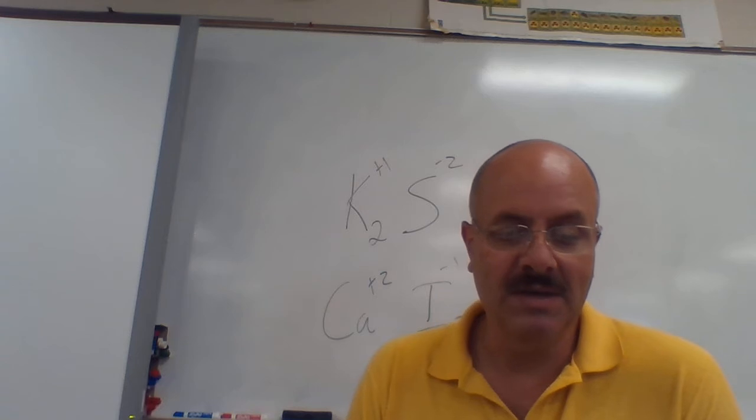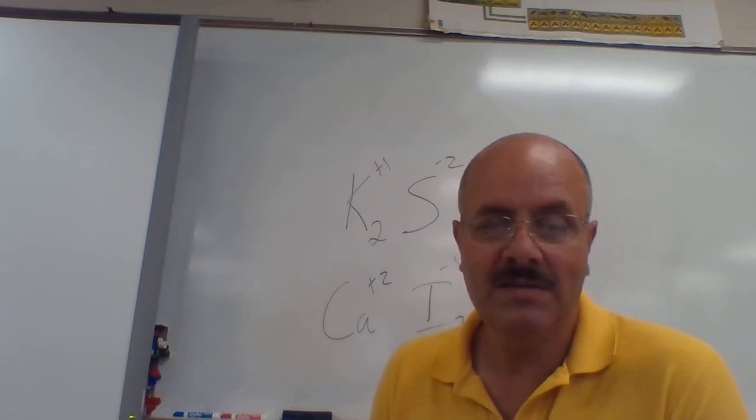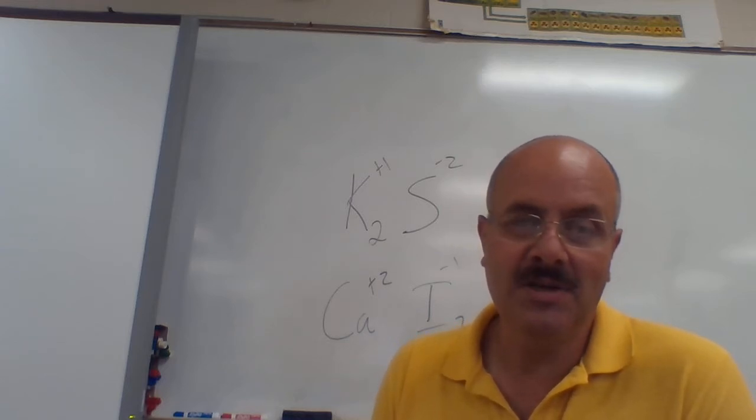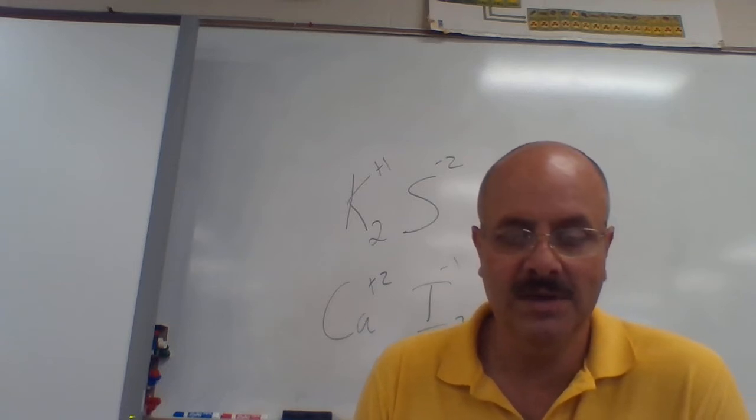All right, on number 27, write the names again. First one, we got CaO. First element is calcium. The second element is oxygen. Because it ends in gen, we change it to ide, so it becomes calcium oxide.